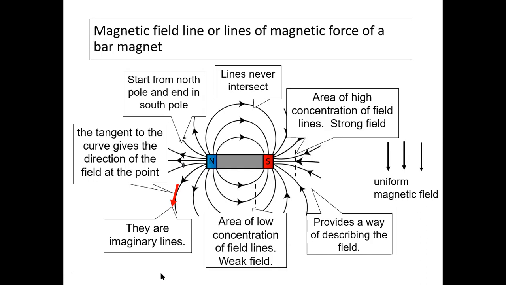Sure, the low concentration of field lines is the one very far away. Far away also has low concentration. The one at the side is also strong, the same. Where there are more lines per unit area, the field is stronger.